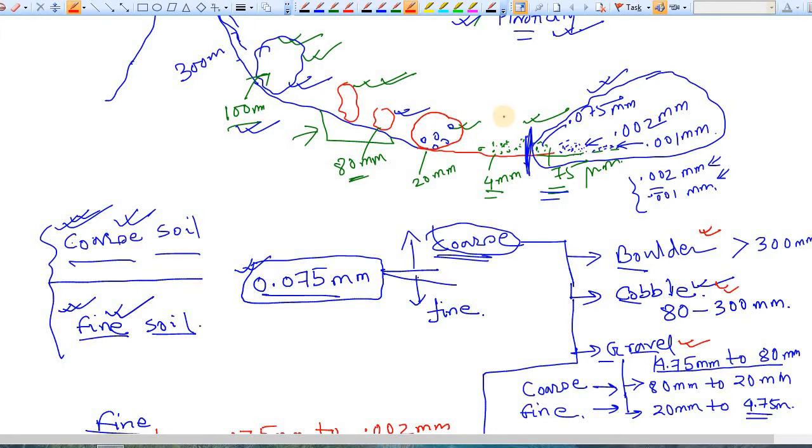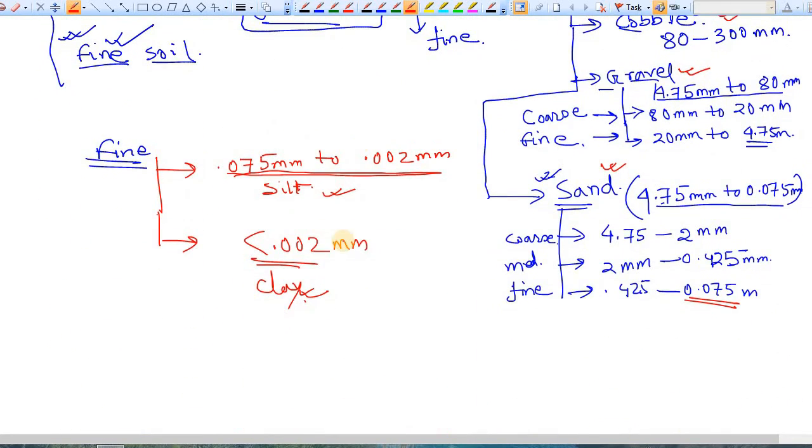So when we ask you to describe any particular size of soil, you can simply say that this is in the 20 mm range, so this is your gravel. Or this is within 75 micron and 4 mm, so this is your sand. So now you have some tools by which you can describe your soil based on the size of your grain.